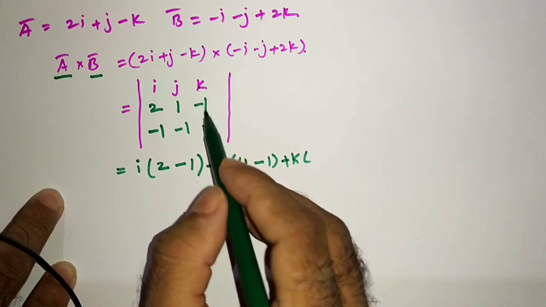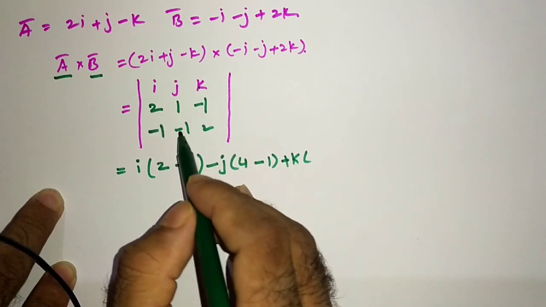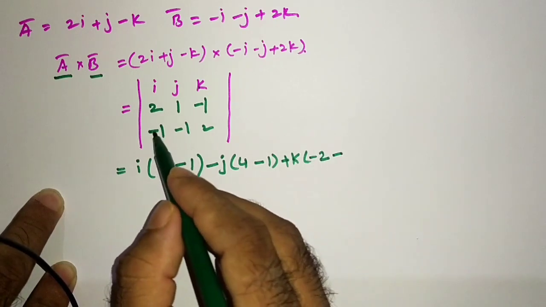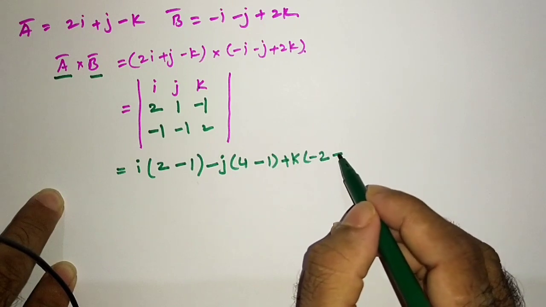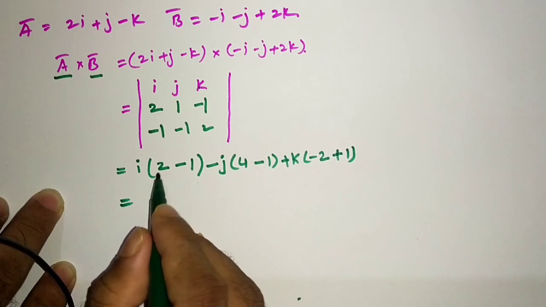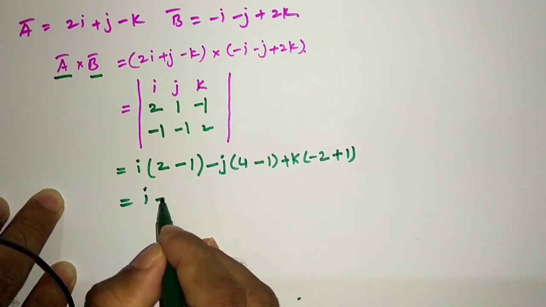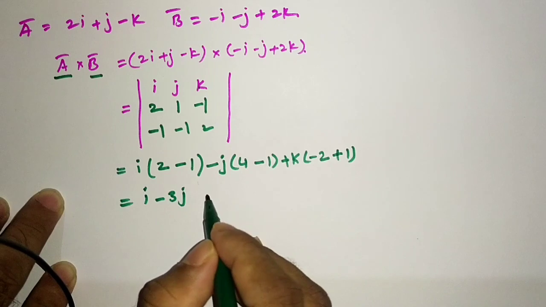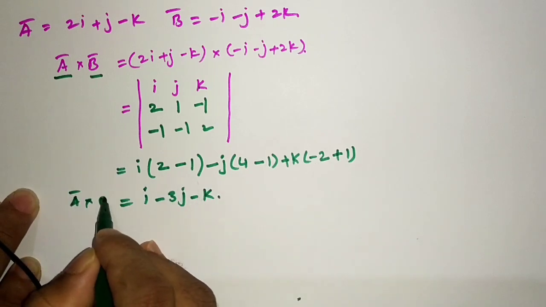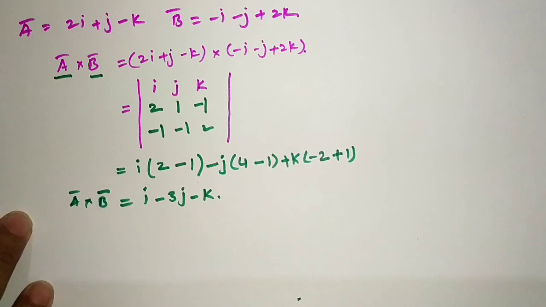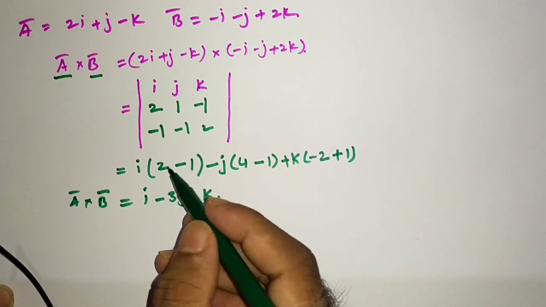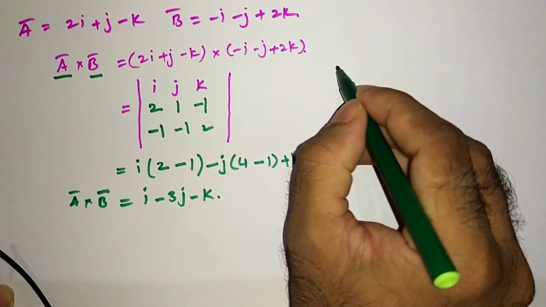Yeah, plus k. So we should close k. Then how much? 2 into minus 1, that is minus 2, minus 1 into 1, minus 1. So minus 1 into minus, plus 1. Got it? So what is its value? i minus 3j minus k. This is the a cross b vector. This is the method how one can calculate a cross b. Understood? Or else let us see another one for your practice.